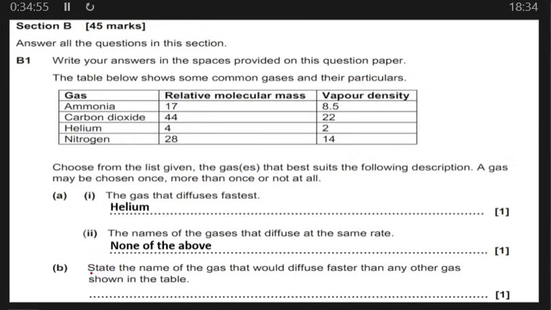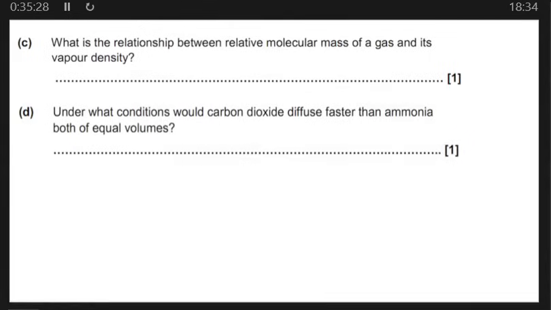Then B, they are saying state the name of the gas that would diffuse faster than any other gas shown in the table. The gas that we know is lightest on Earth is actually hydrogen. If it was placed here, it will be the lightest gas, and it will diffuse faster. All right, so let's say hydrogen. Then let's go to another question.